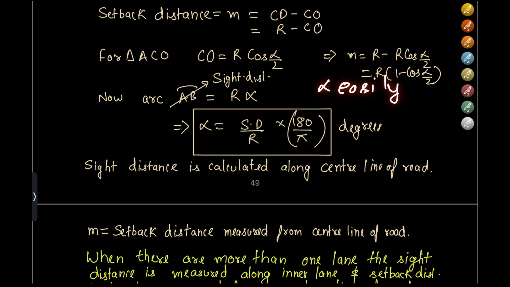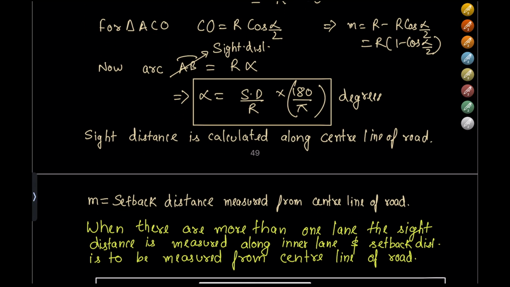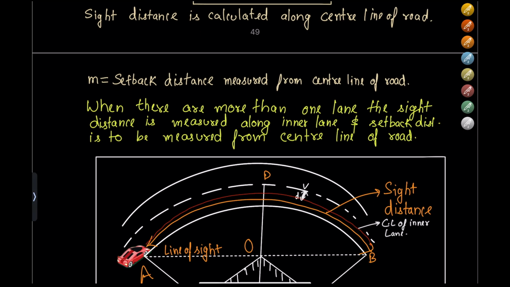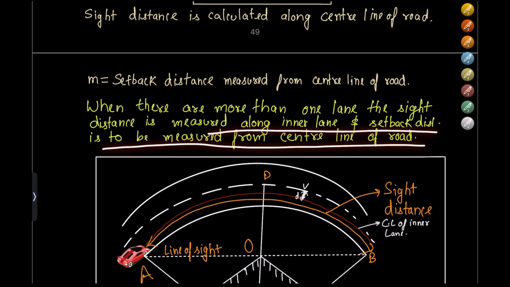Right? Next, sight distance is calculated along the center line of the road. That is correct. M is the setback distance measured from the center line of the road. These are the points to be noted. Next, when there is more than one lane, the sight distance is measured along the inner lane and setback distance is to be measured from the center line of the road.